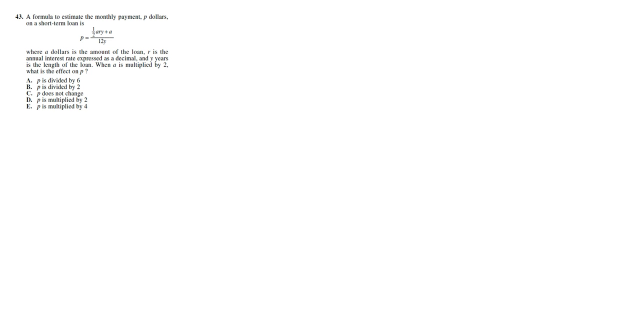A formula to estimate the monthly payment P dollars on a short-term loan is given below, where A dollars is the amount of the loan, R is an annual interest rate expressed as a decimal, and Y years is the length of the loan. When A is multiplied by 2, what is the effect on P? So I'm going to rewrite this, just factor out A, since that's what we care about. So we factor out A, and we have 1/2 RY plus 1 over 12Y.